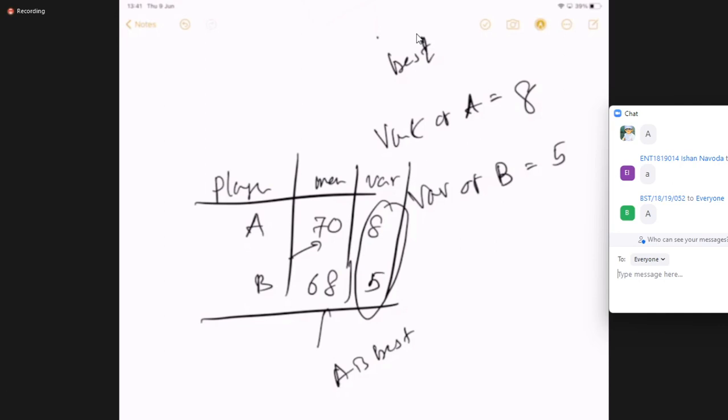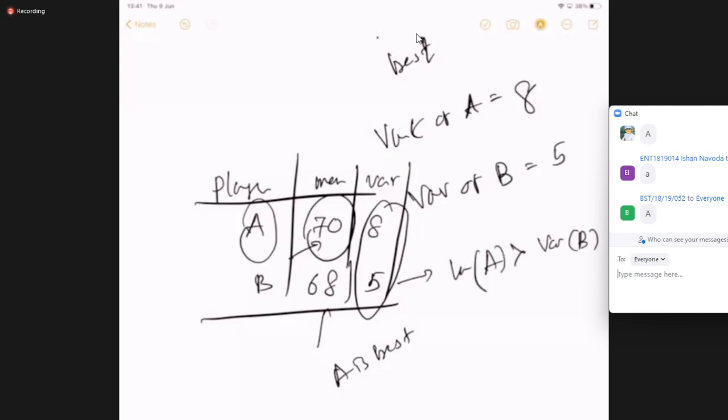Consistency can be checked by comparing the mean values. Usually we use a measure of variability, that is variance, to check their consistency. When we compare the mean values, this player seems to be the best at batting. The player is good or better at batting if we compare their mean values. But if we compare their variances, you can see that the variance of A is greater than the variance of B.